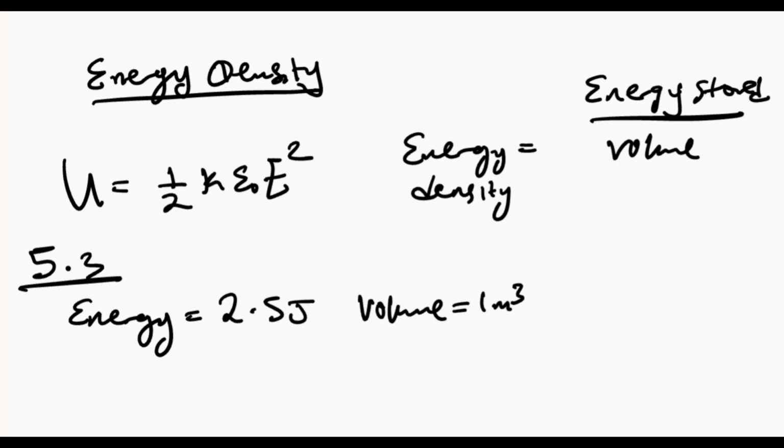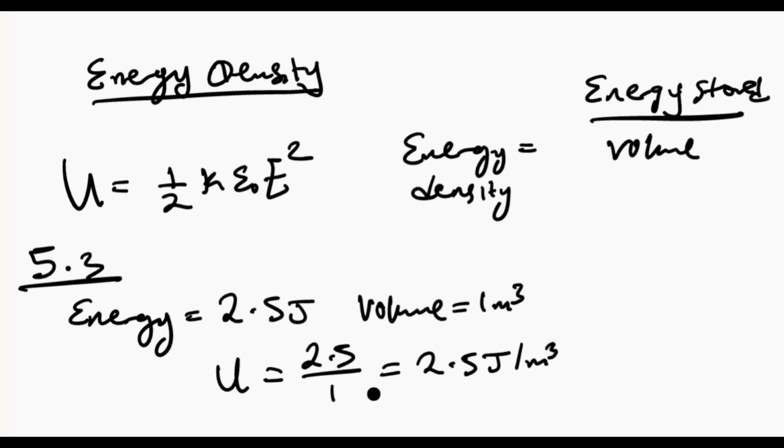I want you to understand. Energy density is equal to energy stored over the volume, right? So from here now, what is our energy density? Our energy density U is equal to the energy stored, that is 2.5, over volume, that is 1, which is also 2.5 joules per meter cubed. This is our energy density.